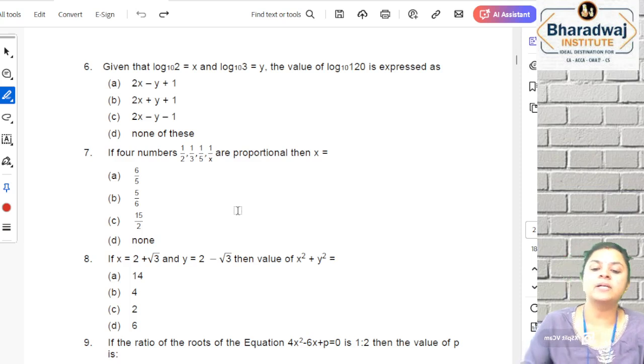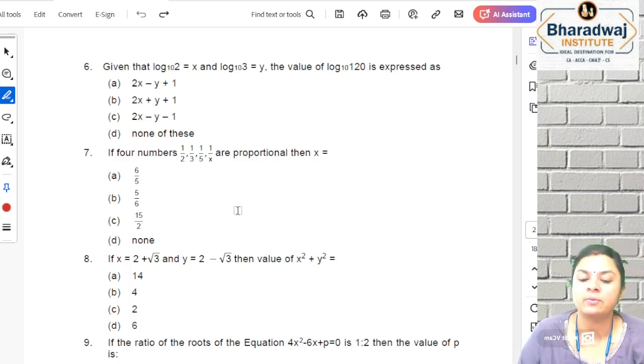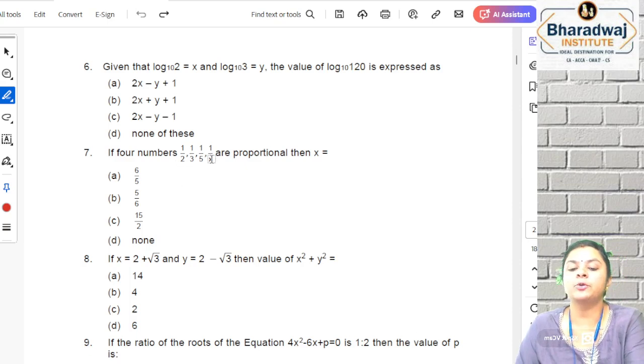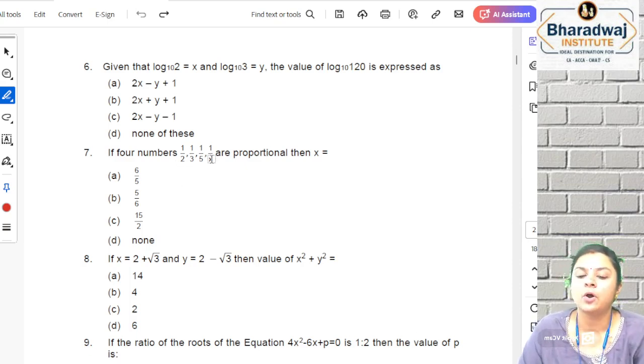Next, 4 numbers are proportional. 1 by 2, 1 by 3, 1 by 5, 1 by x are proportional. Then x is equal to. So when it is in proportion, product of means is equal to product of extremes, which is 1 by 2 into 1 by x is equal to 1 by 3 into 1 by 5.